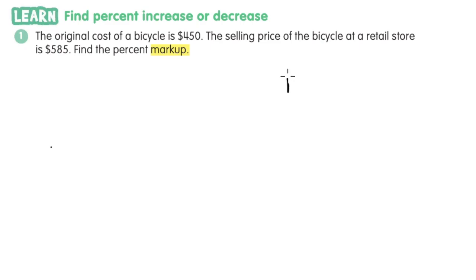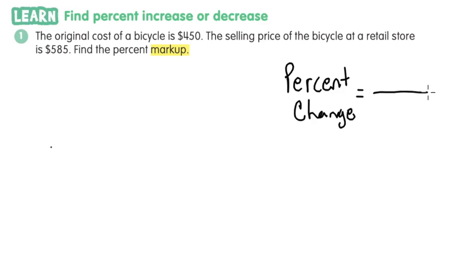So to find percent change, we're going to use the formula of the difference of the two values over the original, and then we're going to multiply that by 100% to turn it into a percent.